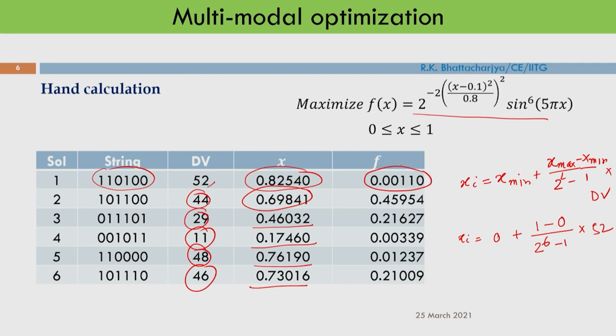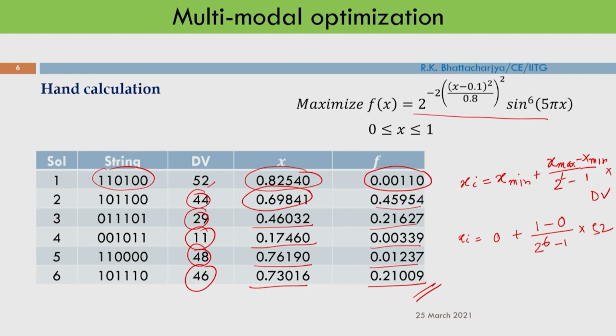Now, I calculate the fitness function, that is the f value. This is a maximization problem. So, for the first solution the fitness value is 0.00110, for the second one 0.45945, third one 0.21, then fourth one 0.00339, and this is 0.01237, and for the last one this is 0.21009. Okay, so I am getting that.